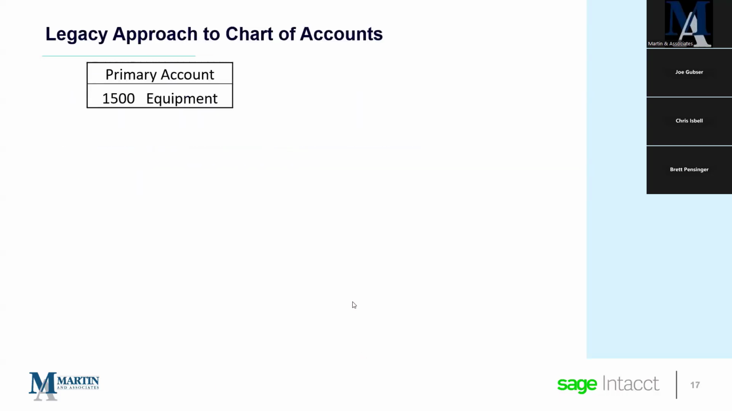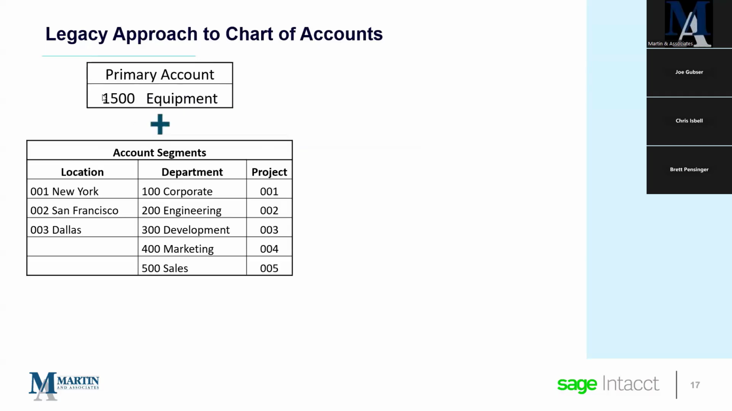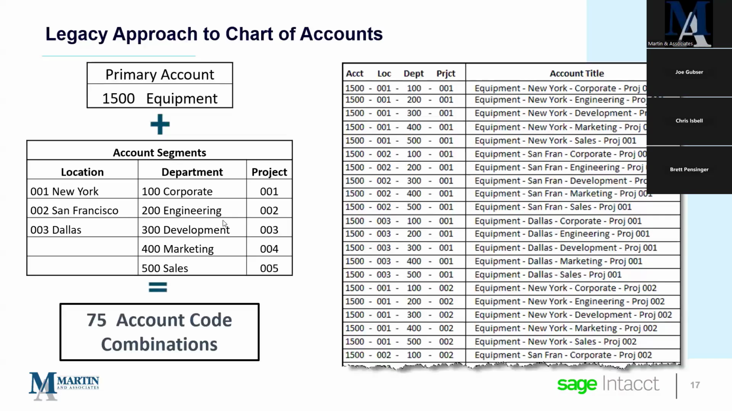So here's an example: legacy chart of accounts. We have one account, for instance, 1,500 equipment. This company has this account structure of 4-3-digit location, 3-digit department, 3-digit project/grant. In order to create every possible combination of these sub-accounts with this account for posting purposes, we'd have to create 75 different accounts for this one main account to handle all these combinations.